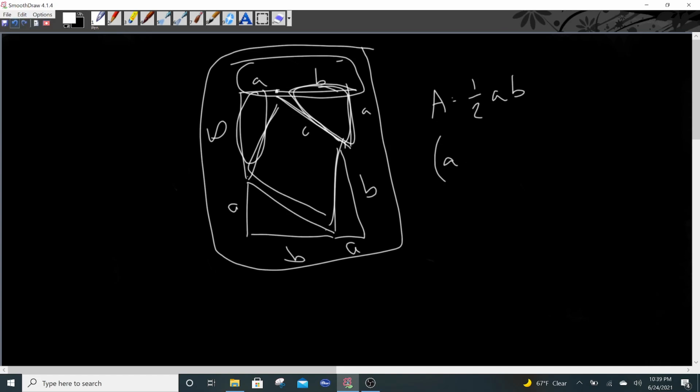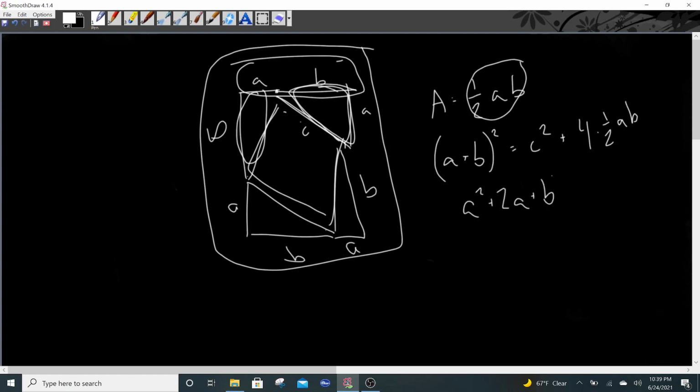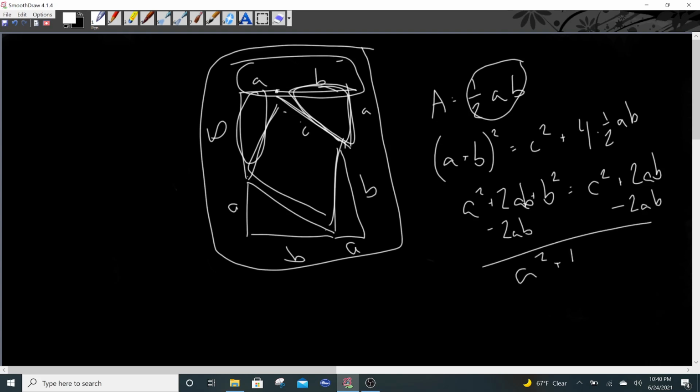So with that, we would have (A plus B) squared, and then obviously our inner square, that would be C squared plus 4 times 1/2 AB. So we'd have C squared plus 4 times 1/2 AB, which would be A squared plus 2AB plus B squared is equal to C squared plus 2AB. You can subtract 2AB from both sides, minus 2AB, minus 2AB, and then you get A squared plus B squared equals C squared.